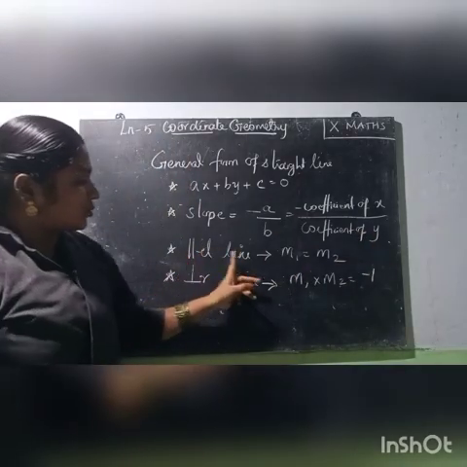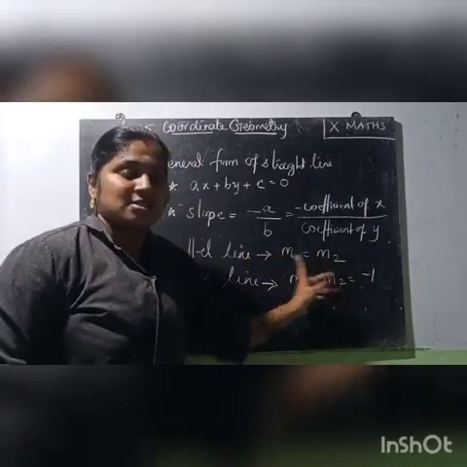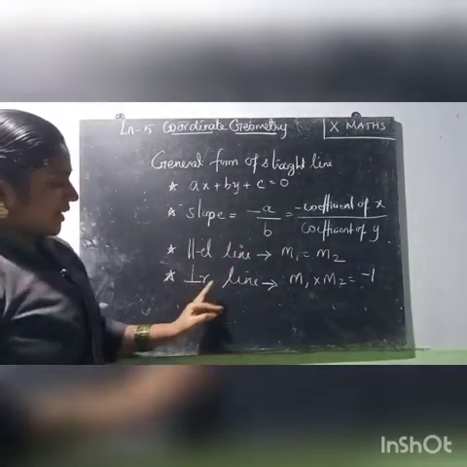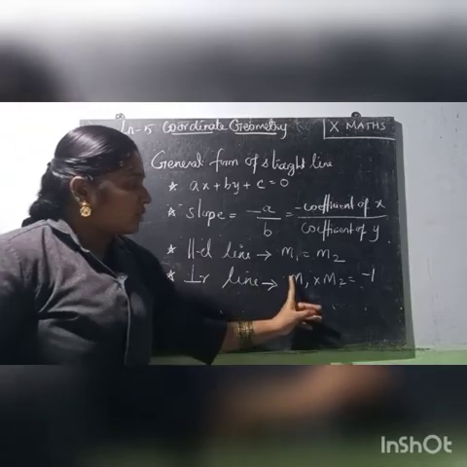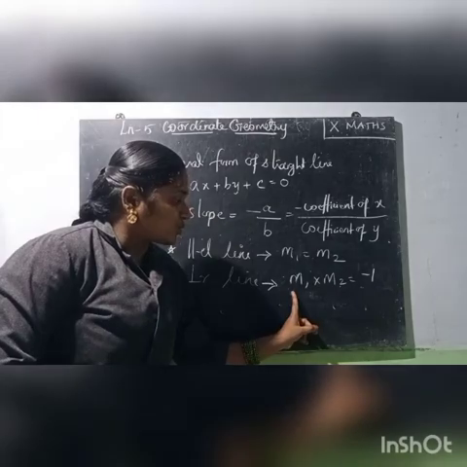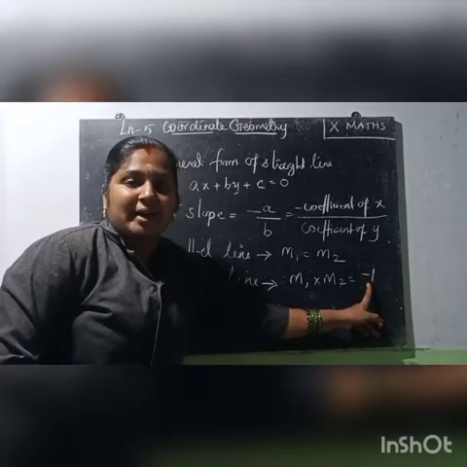Then next, if two lines are parallel, their slopes must be equal. So, m1 equal to m2. If two lines are perpendicular, we know m1 into m2 equal to minus 1. If we multiply the two slopes, surely we will get minus 1.